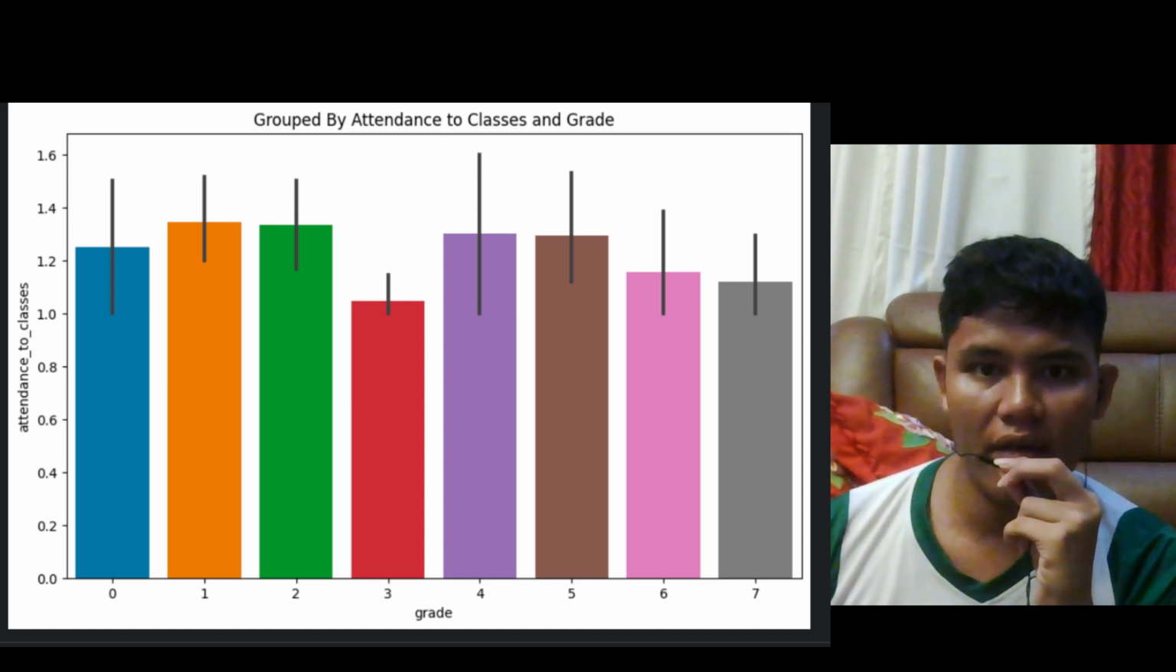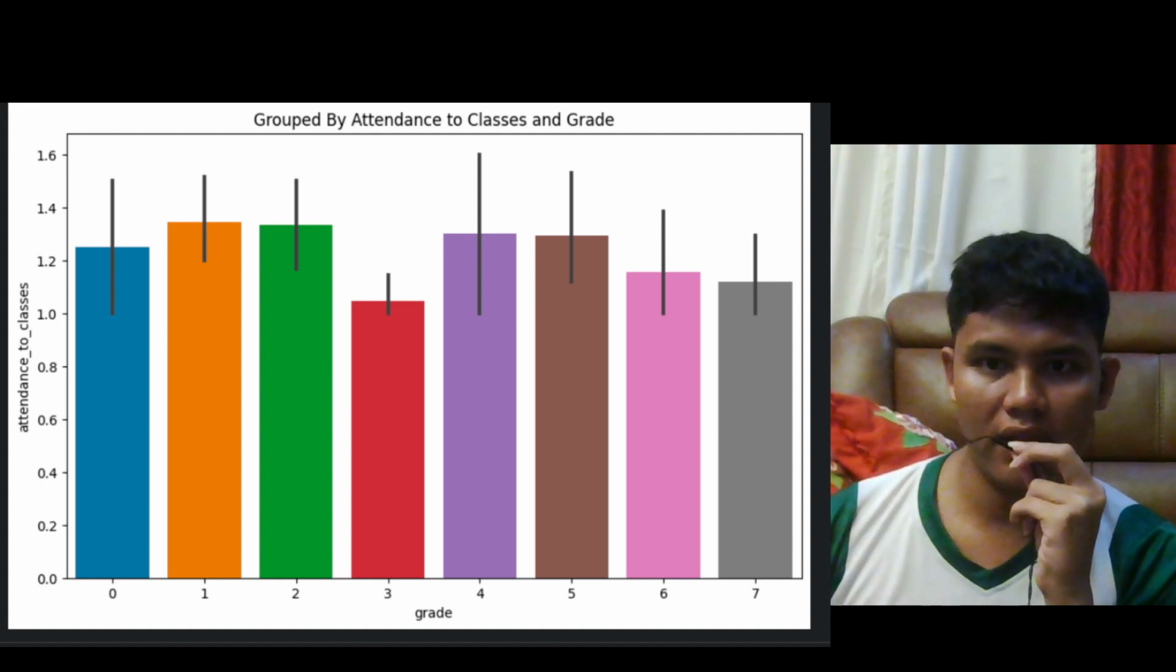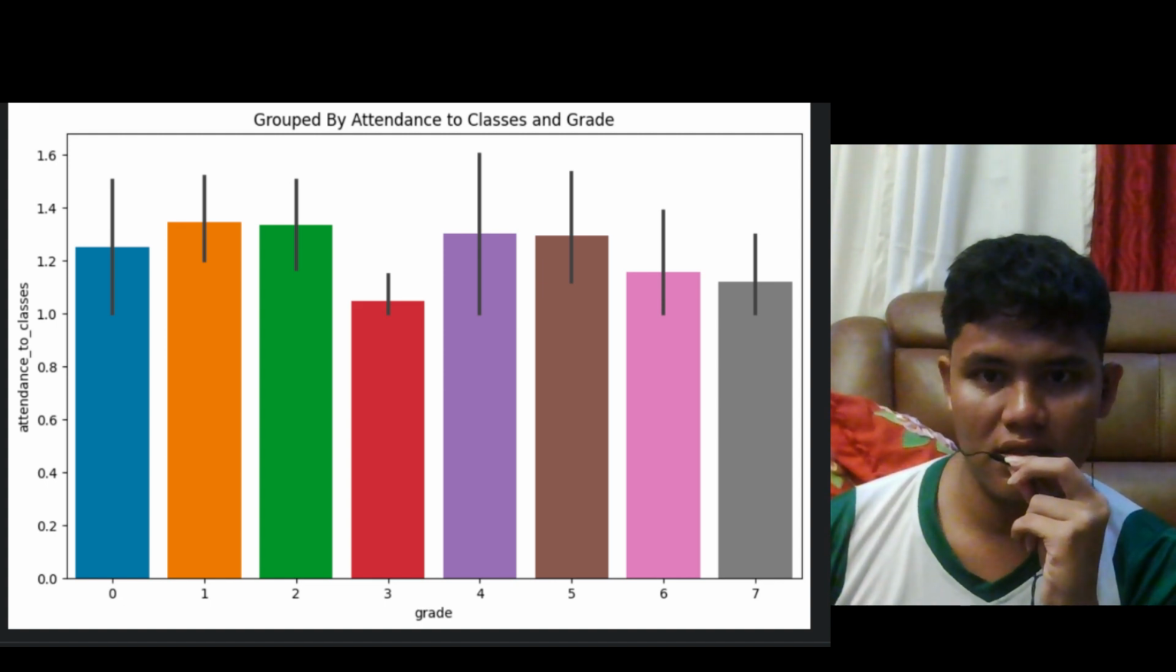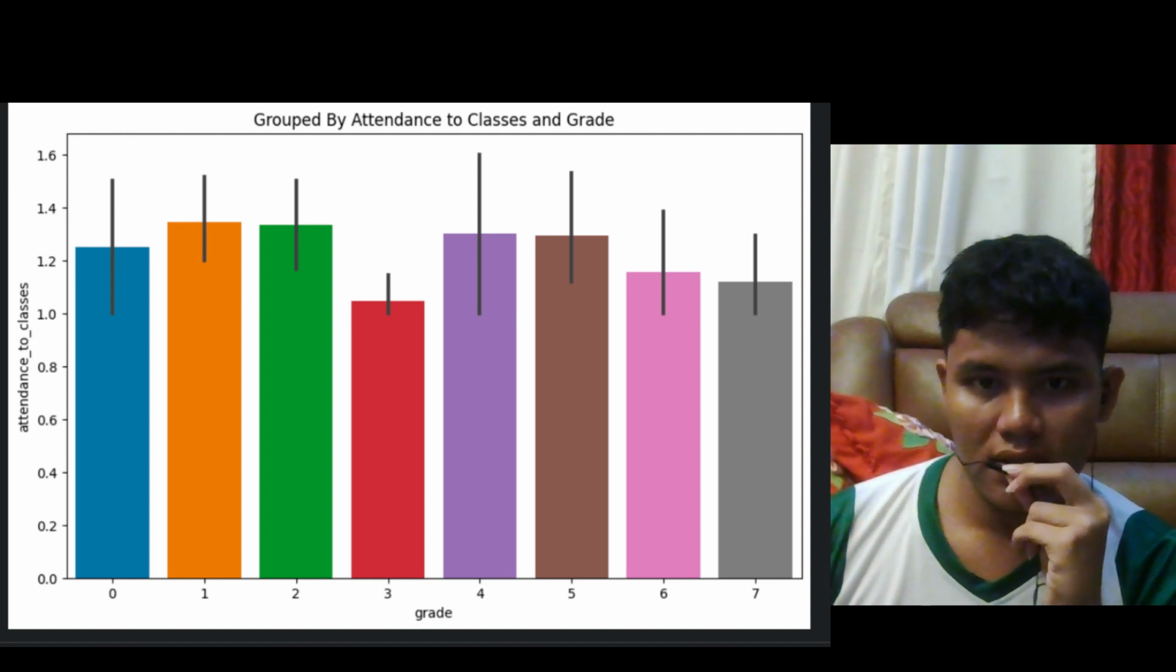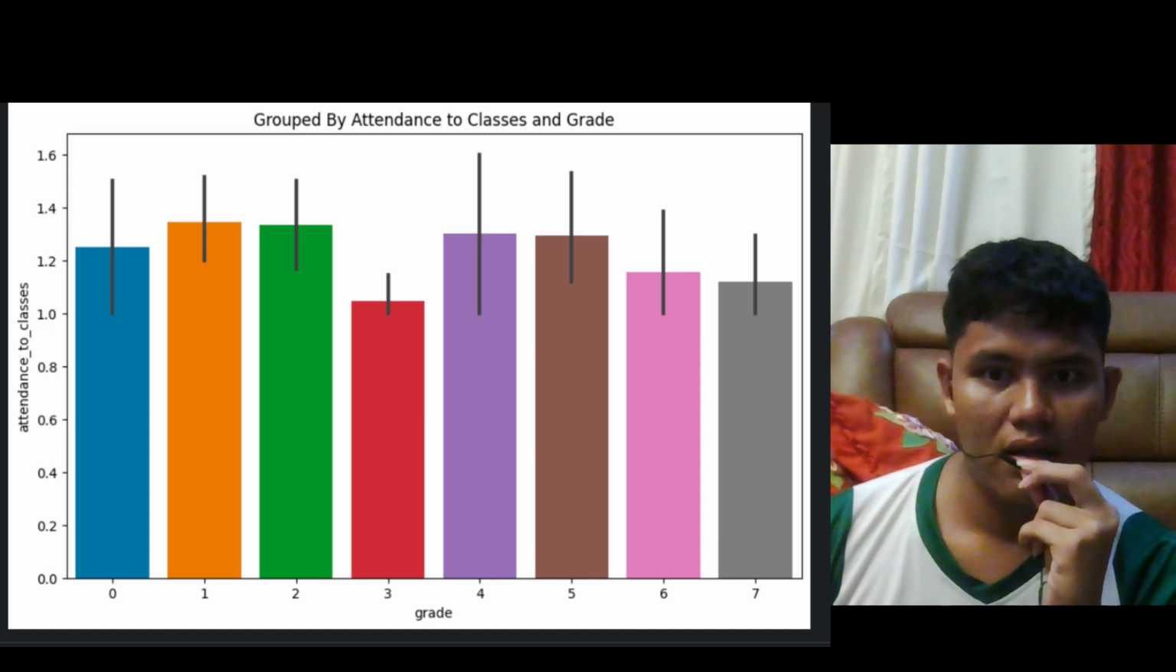Grades 4 and 5 have the highest average attendance, while grades 3 and 6 have the lowest. The error bars indicate that there is variability within each grade, but grades 0, 1, 2, 4, and 5 have relatively similar average attendance to classes, generally around 1.2 to 1.4. Grades 3 and 6 show noticeably lower average attendance compared to other grades.